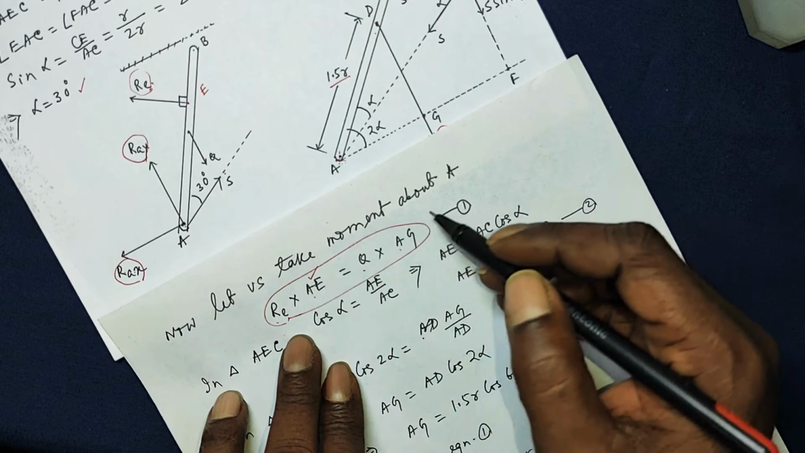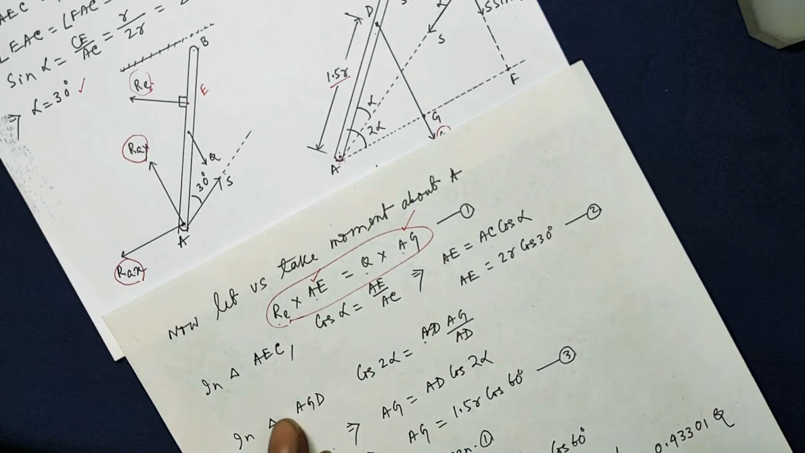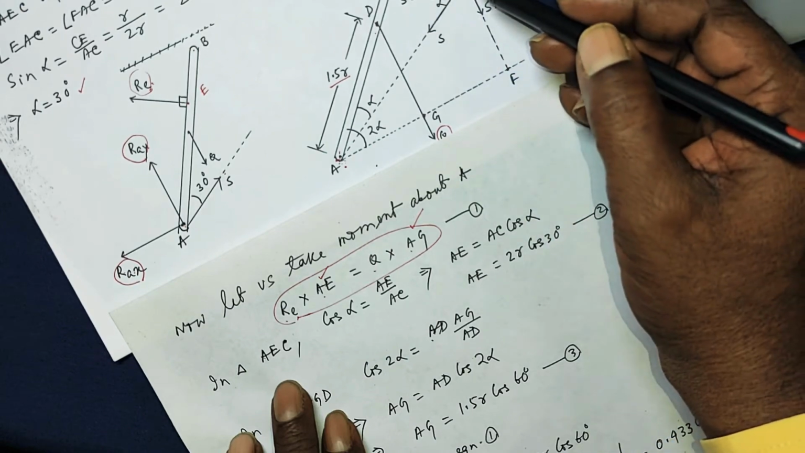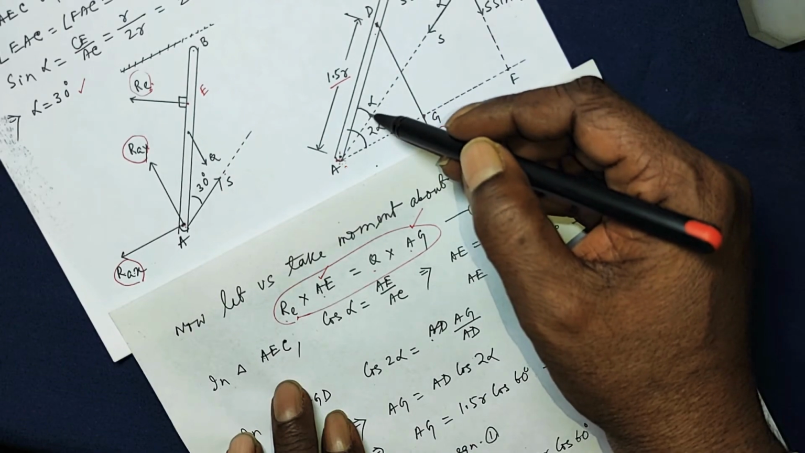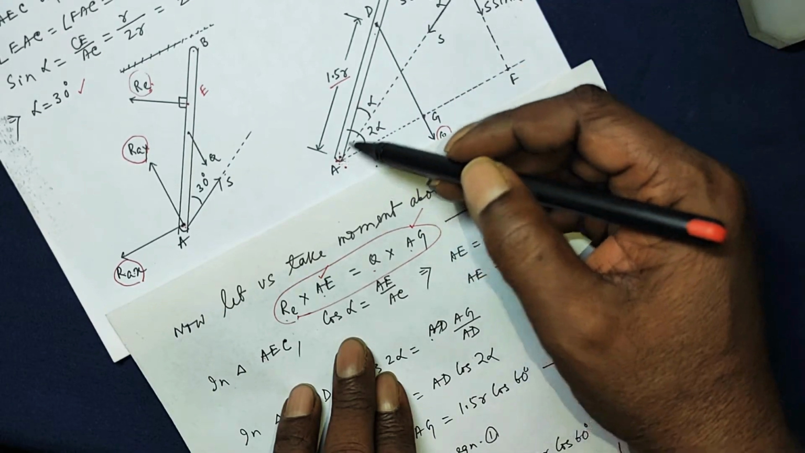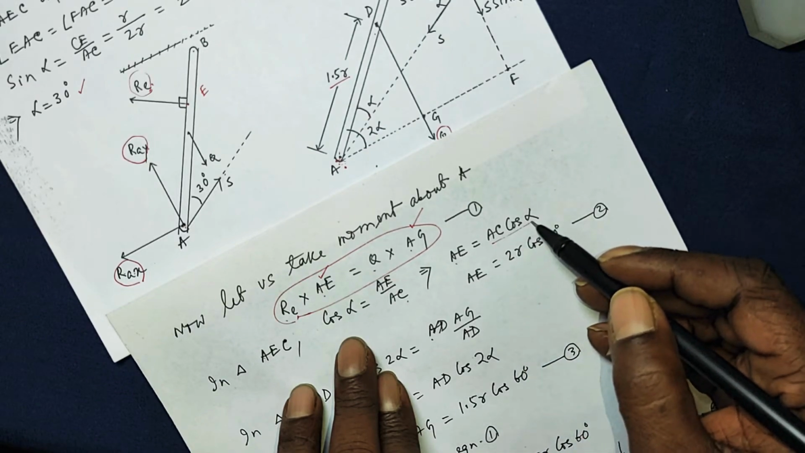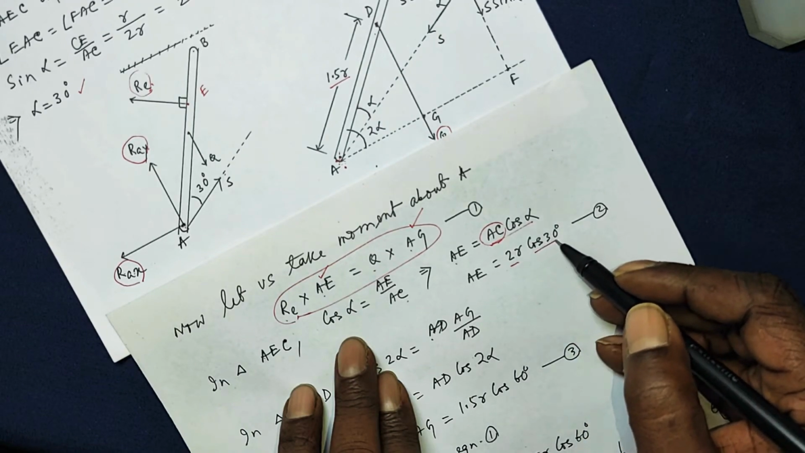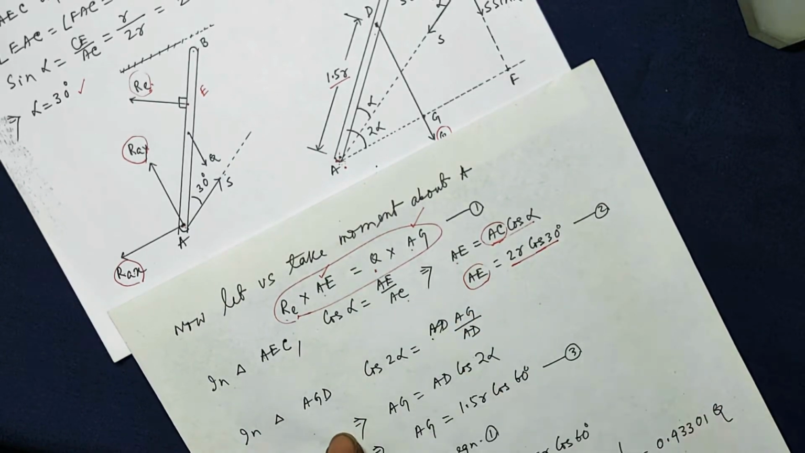But we need to find out AE and AG by applying sine and cosine functions to different right-angled triangles. Now look at triangle AEC. It is 90 degrees at E, and this angle is alpha. So if you take cos alpha, it will be base over hypotenuse, AE over AC. Cross multiplying, we get AE is equal to AC times cos alpha. AC, the length of the string, is given as 2R, so AE is 2R times cos 30, because alpha is 30. So we'll put this value of AE in equation 1.